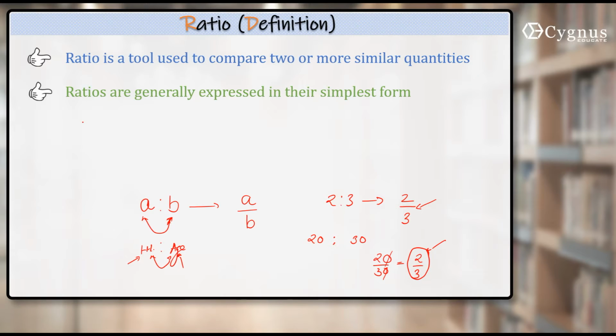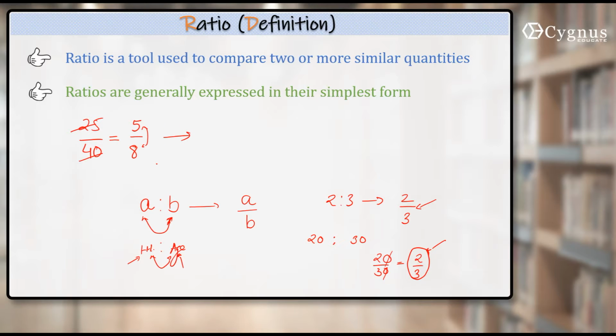Now, why am I saying simplest form? Because if you write it like 25 by 40, this is not the simplest form. I can still cancel out both the numbers by 5. This is 5 into 5 and this is 5 into 8. So the simplest form becomes what? 5 is to 8. So what does it mean? I can easily cancel out the common terms here.